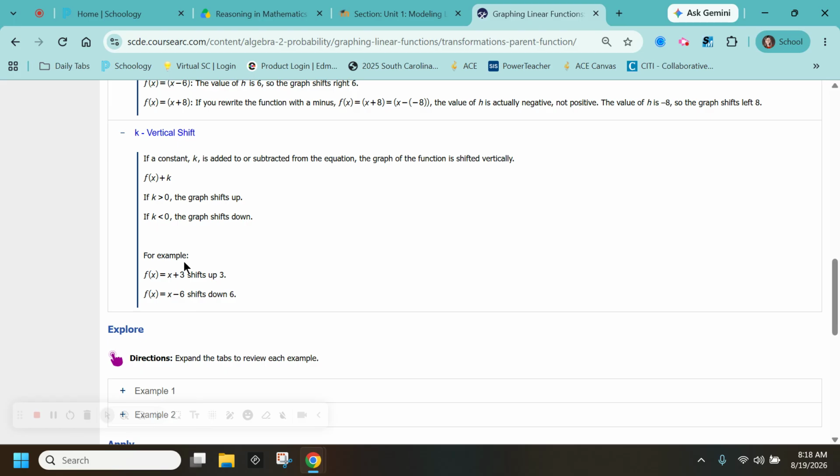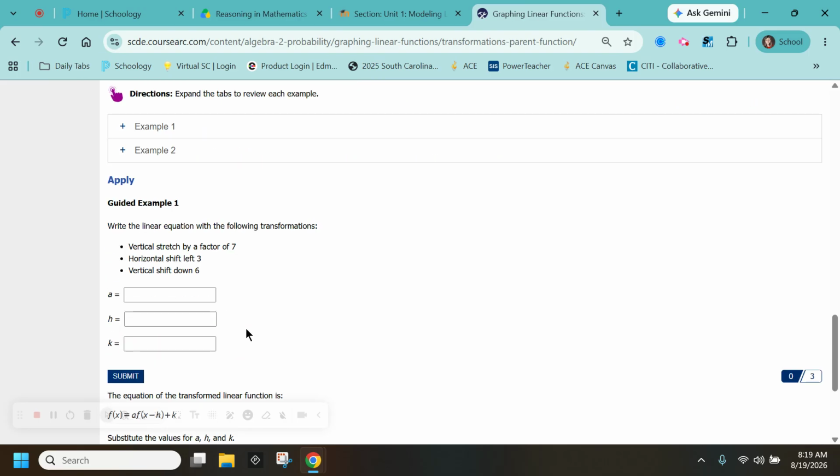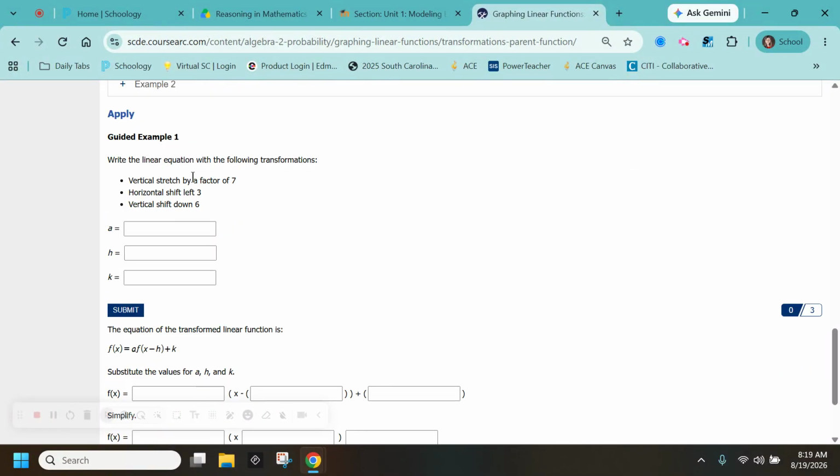Vertical shift does what you think it normally does, so adding a k value will shift the graph up. Subtracting a k value will shift the graph down. So x plus 3 will shift it up 3, and then x minus 6 shifts it down 6. And this happens outside of those parentheses. Again, a couple of examples to look through if you need that additional practice.